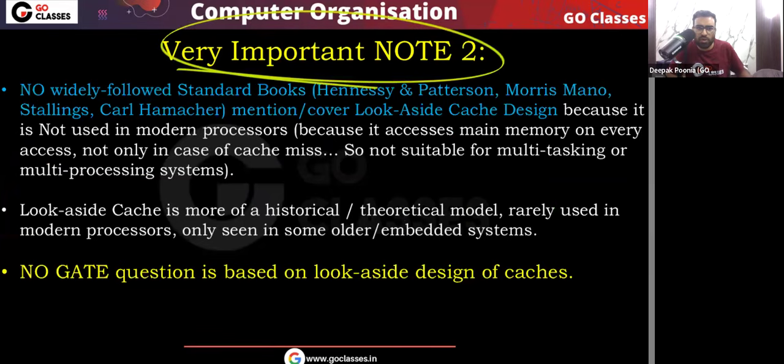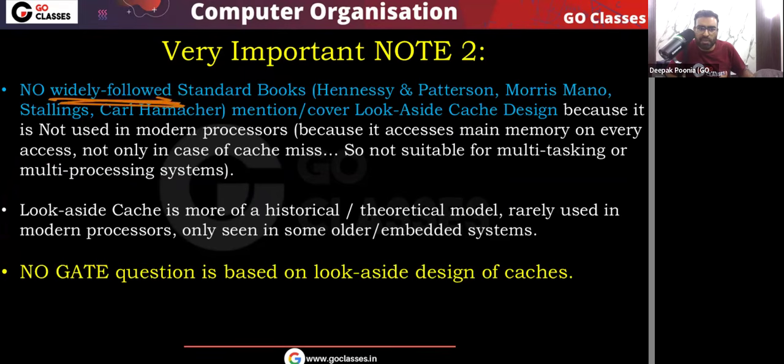Let me tell you another important note. If you follow the widely followed standard books, if you study Hennessy and Patterson, Morris Mano, William Stallings, Carl Hamacher, all these are very famous computer architecture books. These are followed in IITs, IISc Bangalore, and in NPTEL. These are the most followed computer architecture and computer organization books. No widely followed standard book covers or mentions look aside cache design.